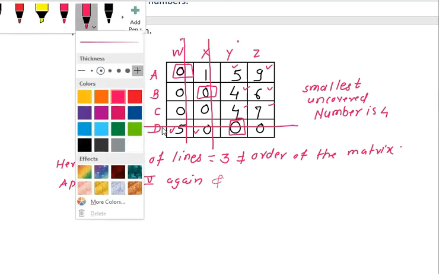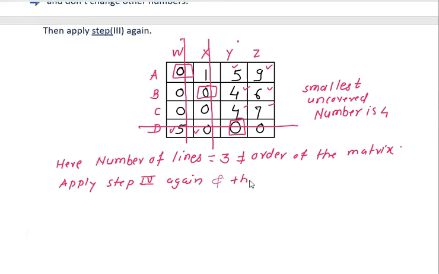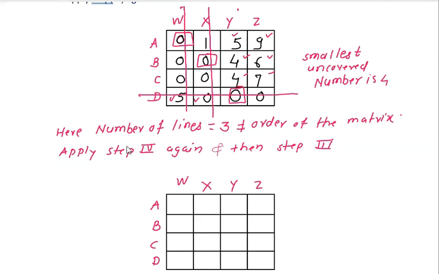And then step number 3, that is cover all zeros with minimum number of horizontal and vertical lines. So first we have to apply step 4 and then step 3 again. So let us apply step 4 again. Smallest uncovered number is 4.